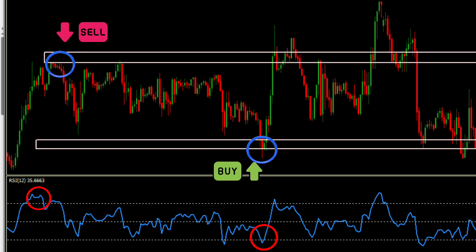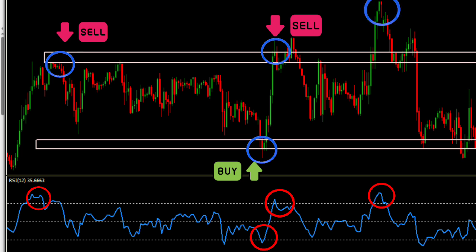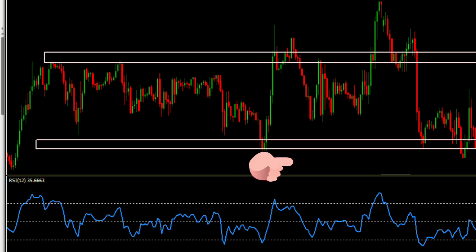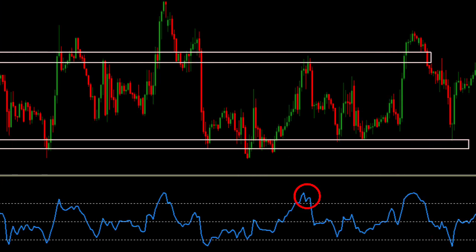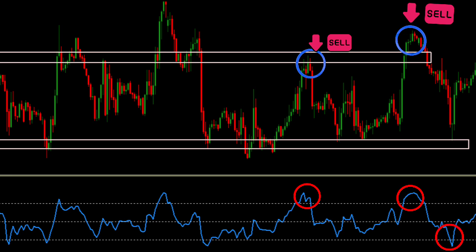Here we have the euro to US dollar chart, which is moving within a ranging zone and consolidating inside a box. Whenever the RSI goes above 70, we take a sell position, and whenever it drops below 30, we open a buy position. As you can see, this setup has provided several accurate signals that could have resulted in solid profits from the market.